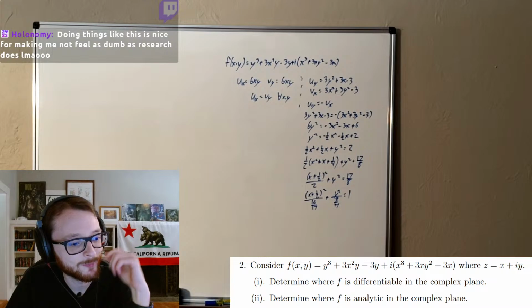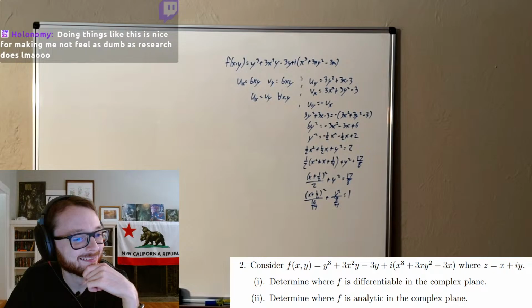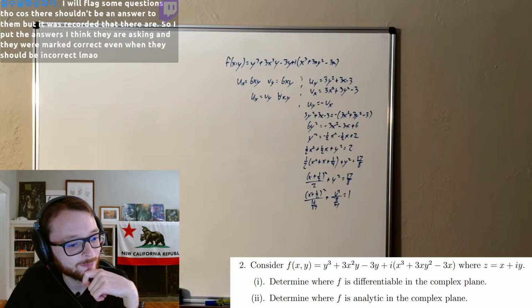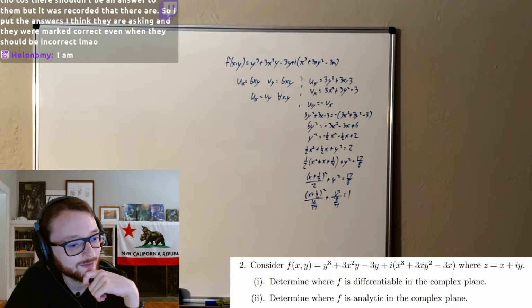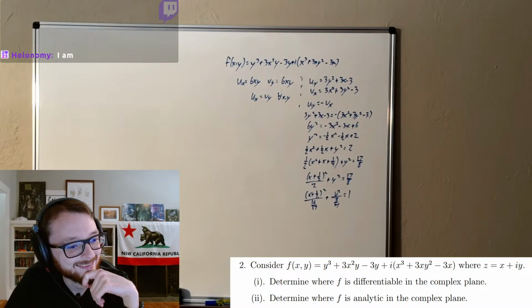Do I think that this is nice for making you not feel as dumb as research does? That's gotta be crazy. Are you doing research on category theory then? Flag some questions though, because there shouldn't be an answer to them, but it was recorded that there are. So I put the answers I think they're asking. They were marked correct even when they should be incorrect. Oh, yeah, that's weird. I was able to figure out what the answer is supposed to be.